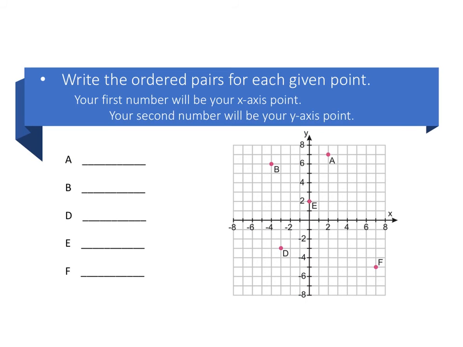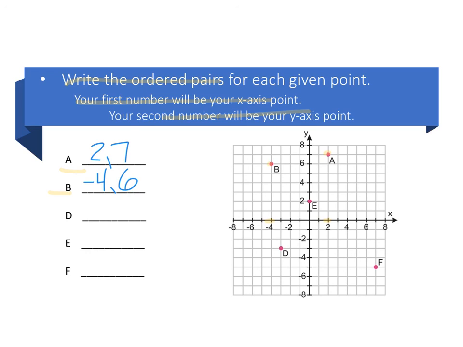Now I'm asking you to write the ordered pairs for each given point. There are already points given on our graph. Remind yourself that the first number is going to be the x-axis and the second number will be your y. A is what we're going to talk about first. It looks like we go over 2, up 7, which would mean my ordered pair is (2, 7). Now we'll look at B. B is over here in quadrant 2, so we go over negative 4, up 6. Reminding myself that my x-axis point will be my first number, we have (-4, 6).